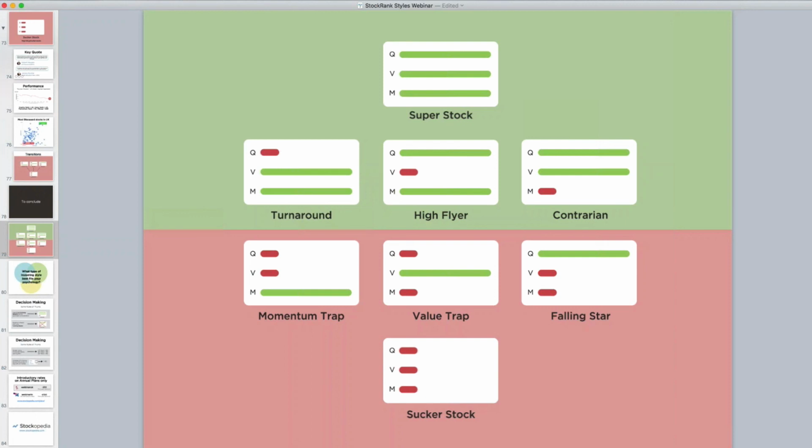Q probably won't move much between reporting dates. Yes, it's true. That's a good point in terms of what moves in between reporting dates. You tend to find that value and momentum move a lot more.